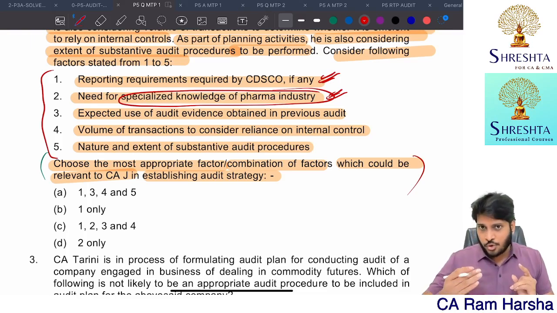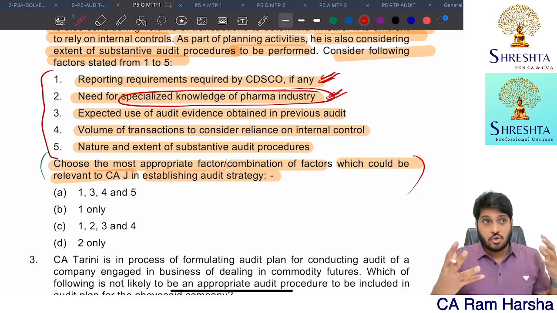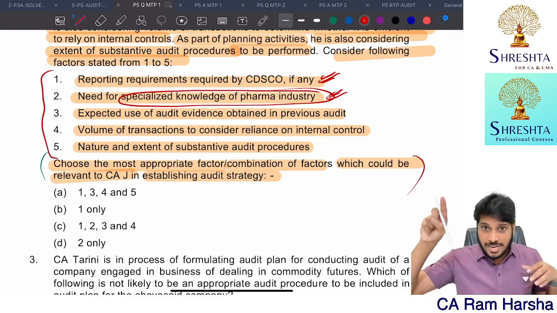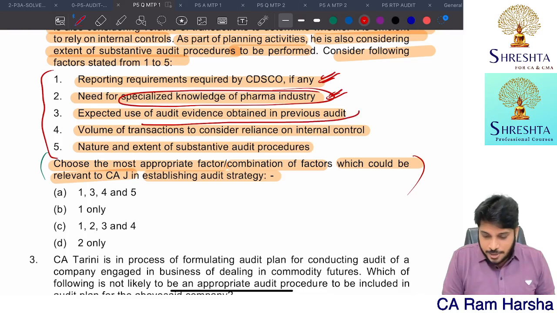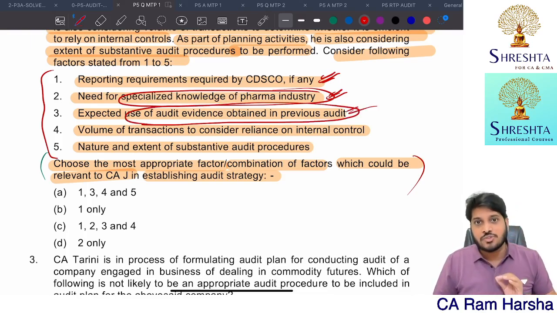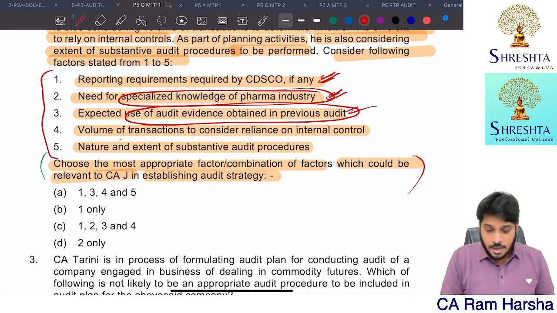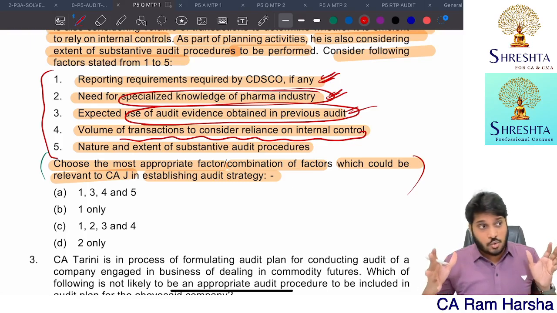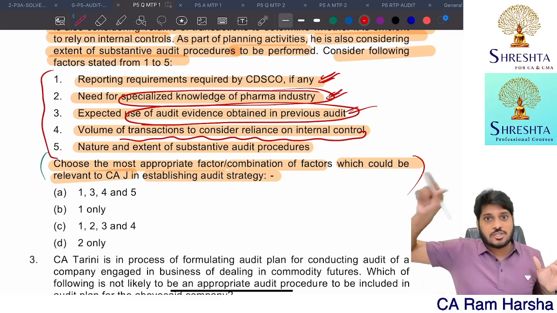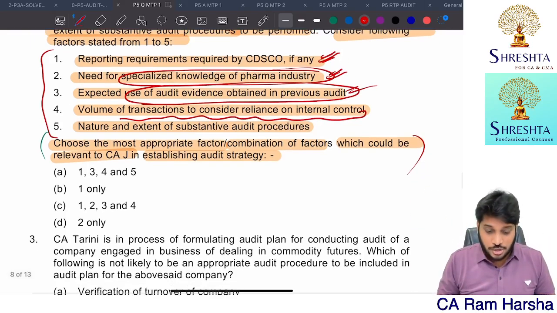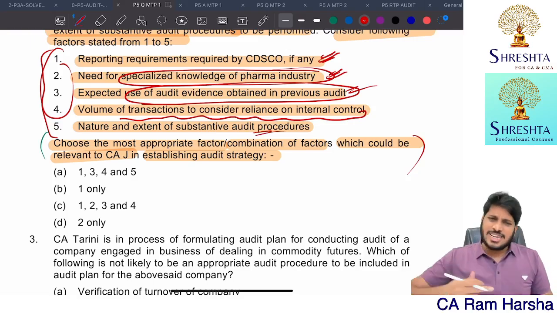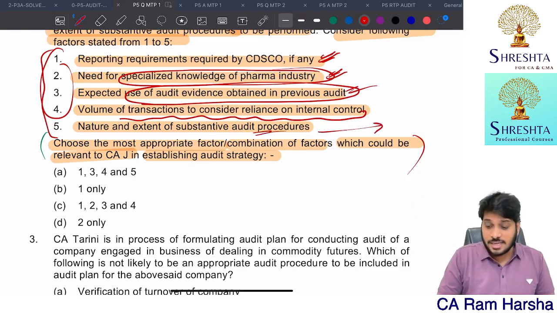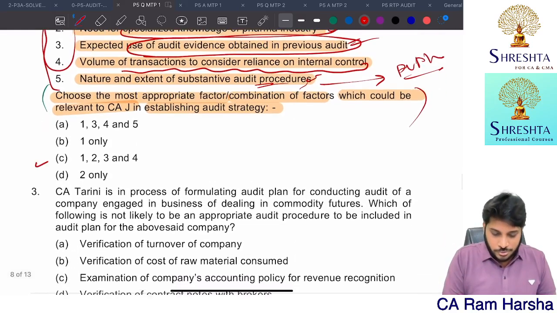We should consider this because I'm doing the audit of a pharma company. If I don't know about the audit of this, I need to have the knowledge of an expert. So who can help me to audit better? While formulating strategy itself, I should consider the expected use of evidence obtained in the previous audit. I will be using previous audit evidence also while formulating strategy. Volume of transactions: what is the total quantum of transactions that is happening, so that I can strategize my audit better. So 1, 2, 3, 4 I'll use. Substantive procedure is the next thing. Nature and extent of substantive procedure will help me in audit planning. While planning the audit, I decide about this. So the answer is 1, 2, 3, 4. So option C.